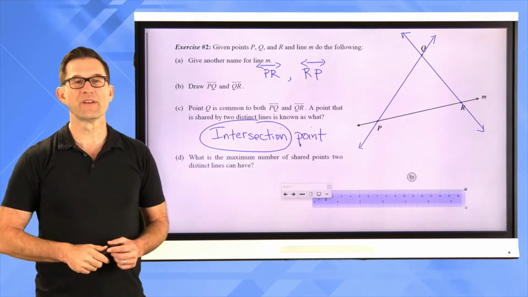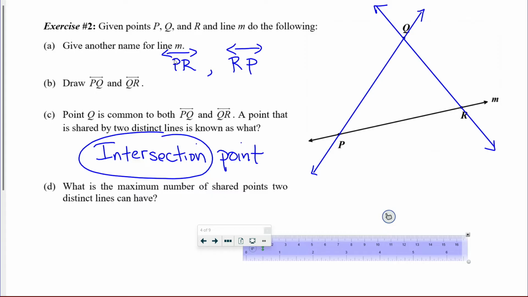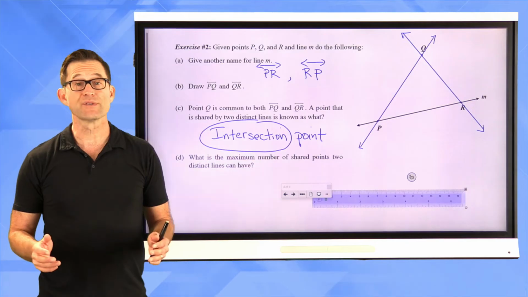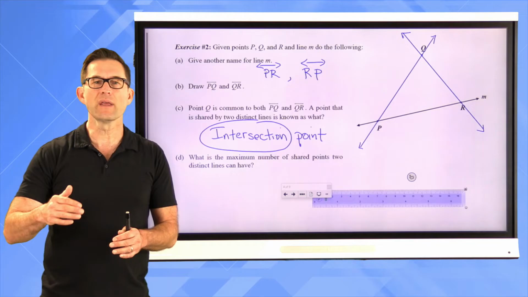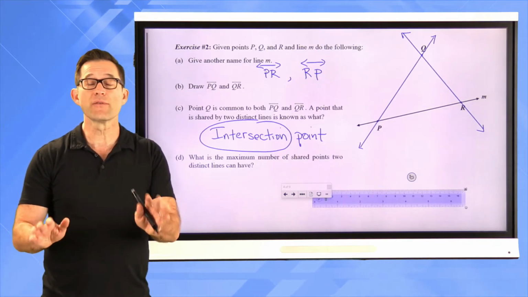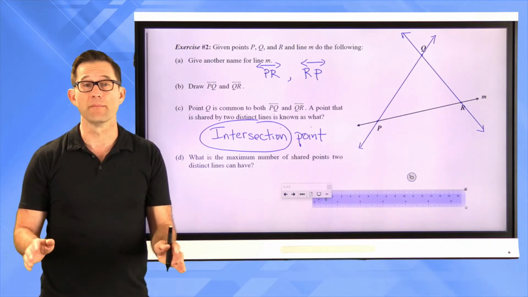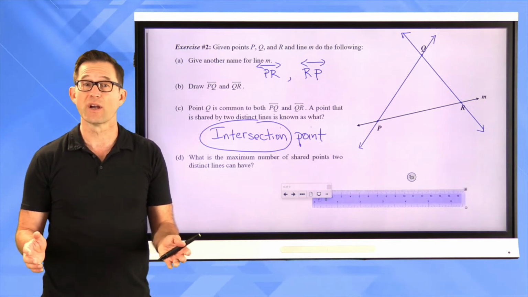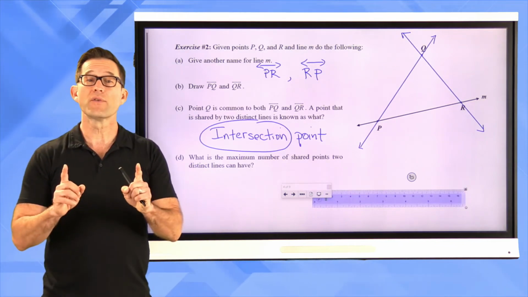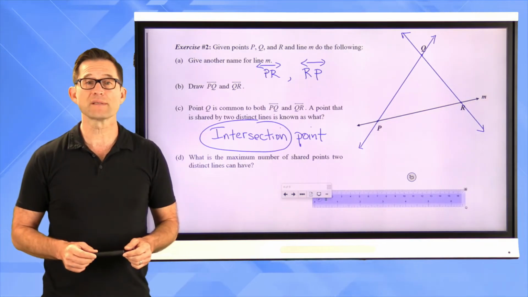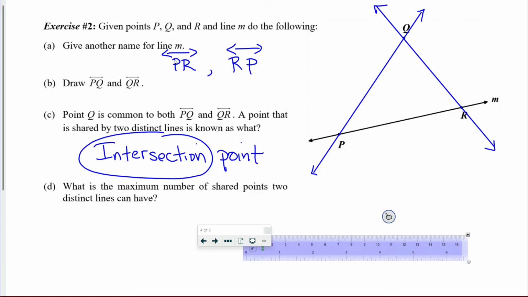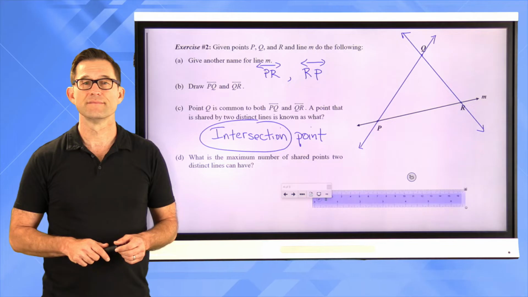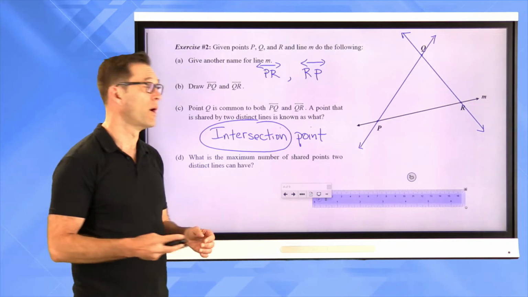All right, let's take a look at letter D. What is the maximum number of shared points two distinct lines can have? So in other words, how many intersection points can two distinct lines have? And by the way, I have to keep putting in the word distinct there to say, hey, look, these are different lines. I'm not talking about the same line because two lines that are the same line share an infinite number of points. But if you've got two different lines, what is the maximum number of times they can intersect? Pause the video now. All right, well, they can intersect at most once.